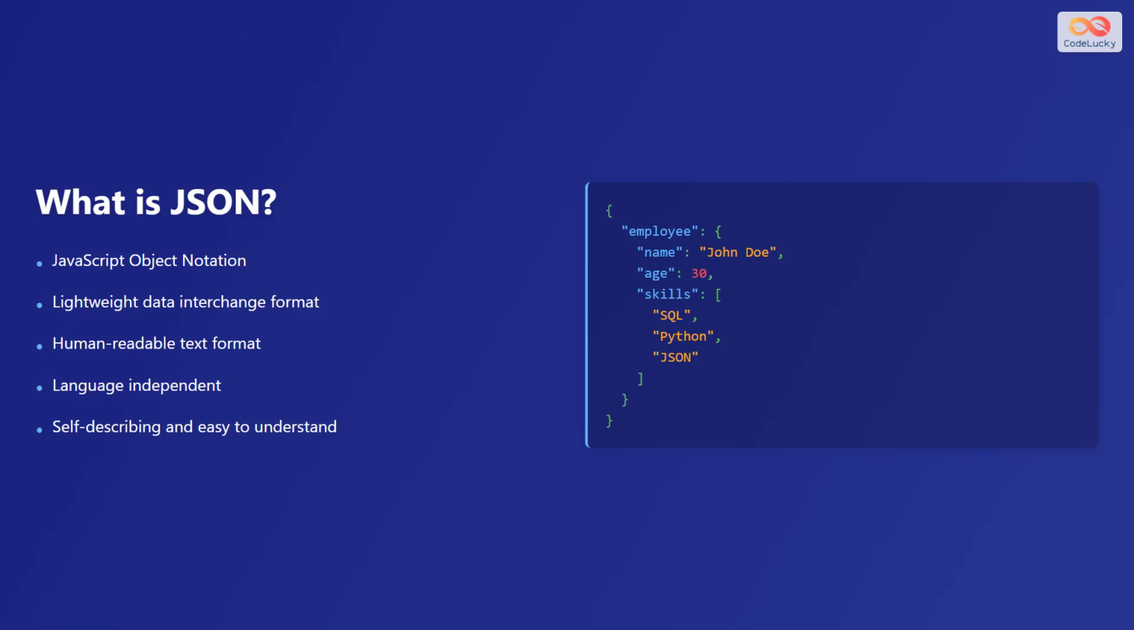Before we delve into using JSON within SQL, it's important to understand what JSON is. JSON stands for JavaScript Object Notation. It is a lightweight data interchange format, meaning it's designed to be easily transmitted and received across networks. JSON is a human-readable text format, making it easy to read and write. It is language independent, meaning it can be used with virtually any programming language. Finally, JSON is self-describing and easy to understand due to its simple structure of keys and values.